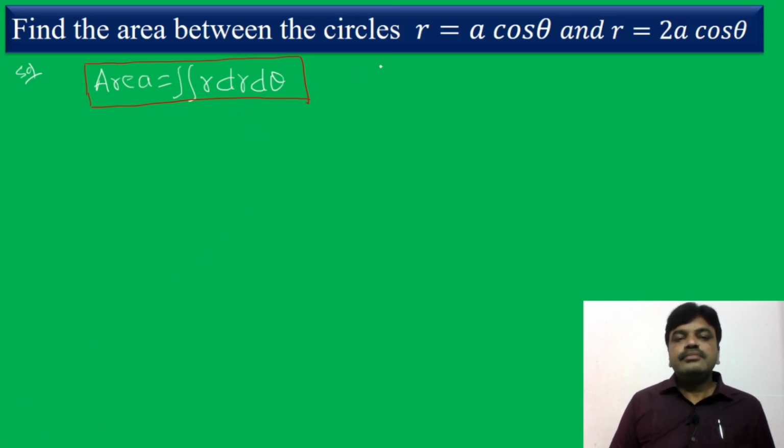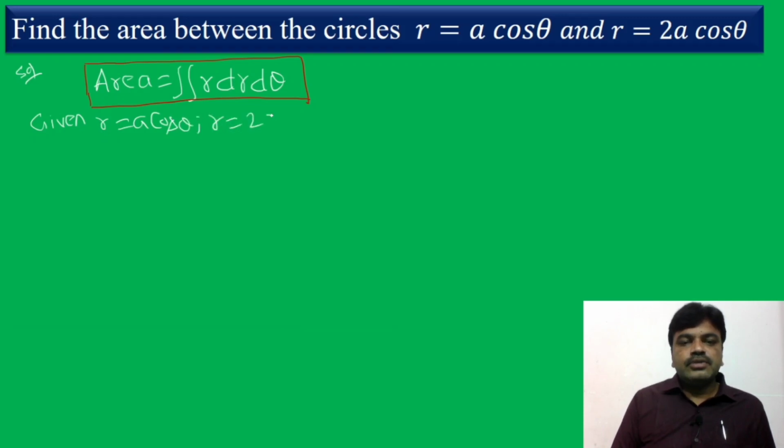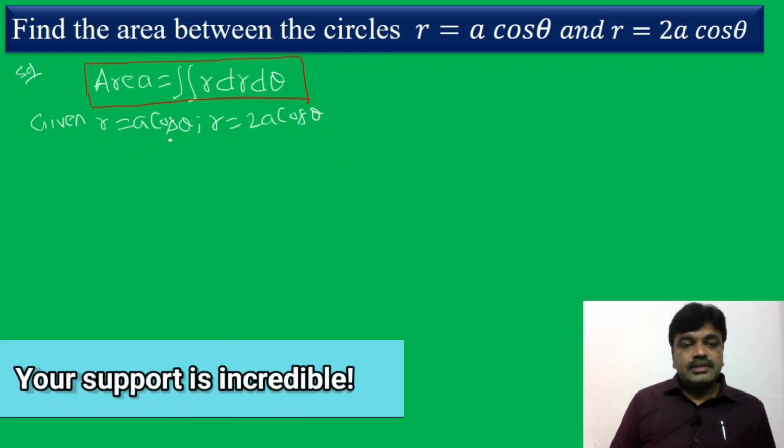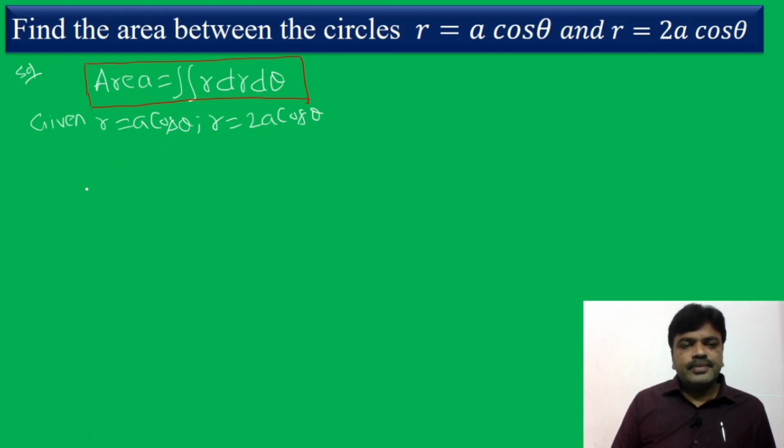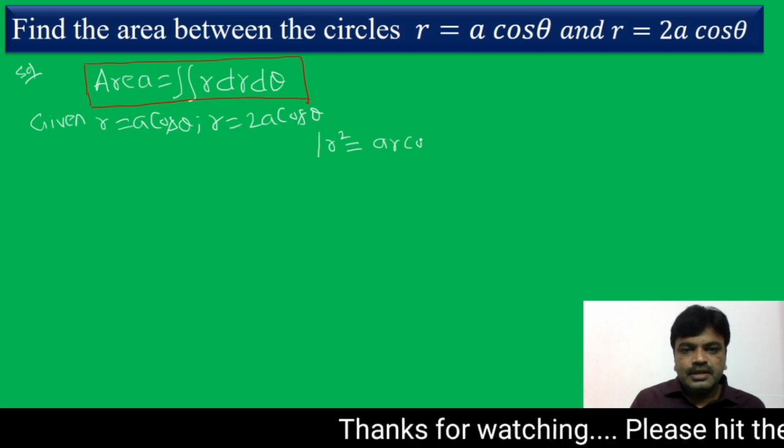So how can you find the r and theta limits? He has given r equals a cos theta and r equals 2a cos theta. He says it represents a circle. How does r equals a cos theta represent a circle? Let us see. Here I multiply by r on both sides, so we get r square equals a r cos theta.